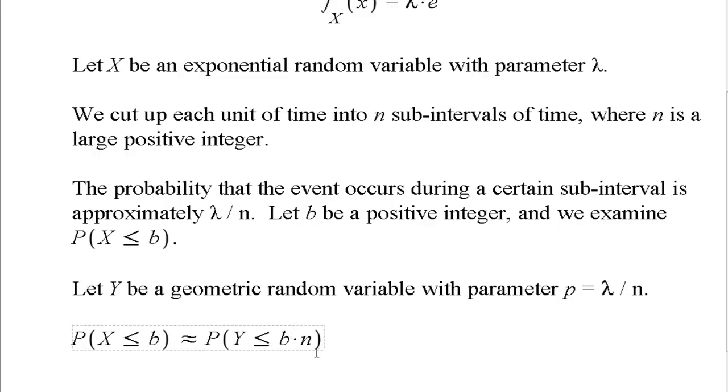Okay, because n is how many little subintervals we have in a unit of time. So if we want the event to occur no later than b units of time, then we need it to occur no later than b times n trials, or b times n subintervals of time.